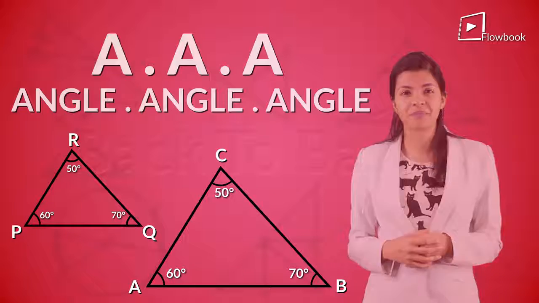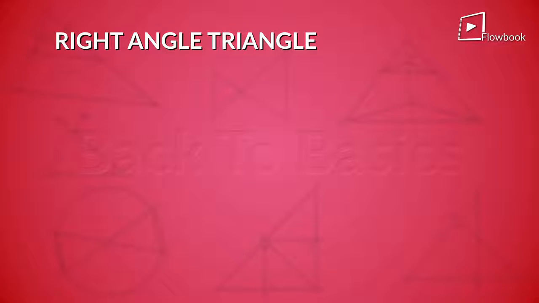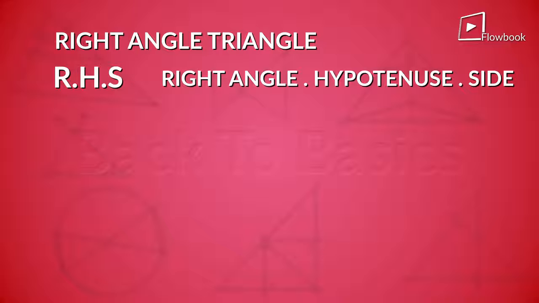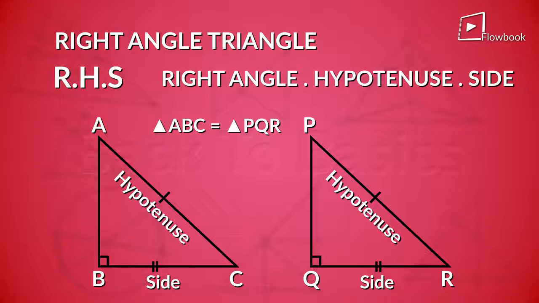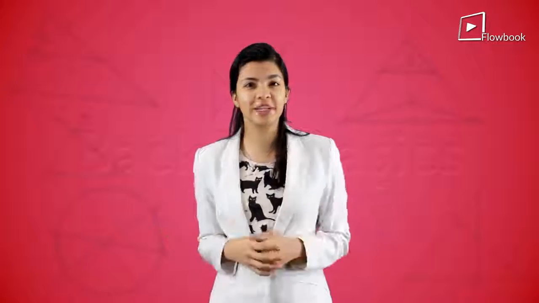congruent to one another. And lastly, we have the congruency rule for right-angled triangles known as the RHS rule. R for right angle, H for hypotenuse, and S for the side, which says that two right-angled triangles are congruent if the hypotenuse and the side of a triangle are respectively equal to the hypotenuse and side of another triangle like this.